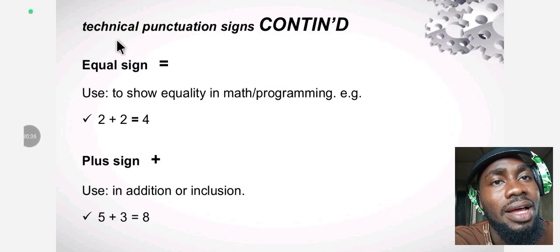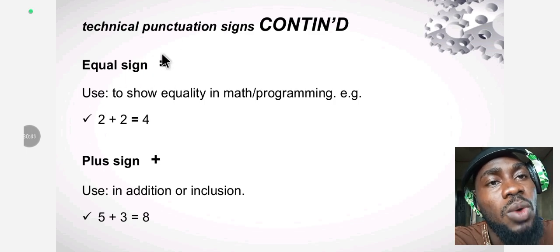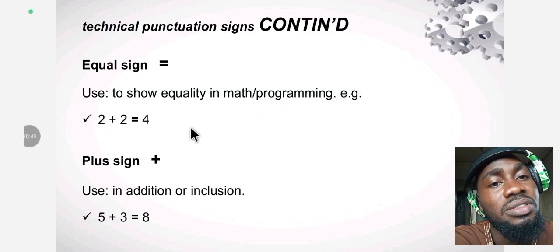Still under technical punctuation signs, equal sign, the one we normally call equal to. Equal sign, what is it used for? To show equality in math/programming. For example, 2 + 2 = what? 4, equal to 4.